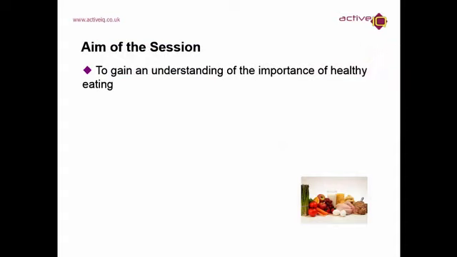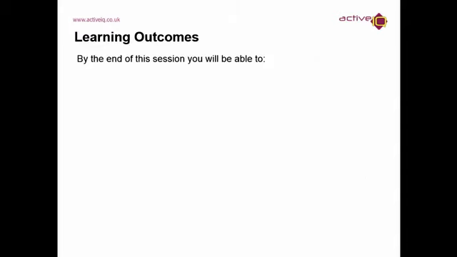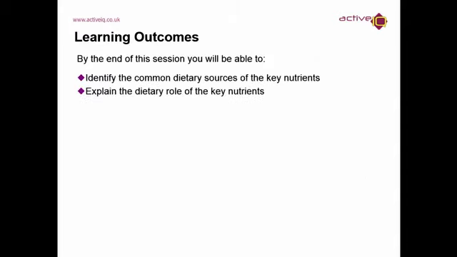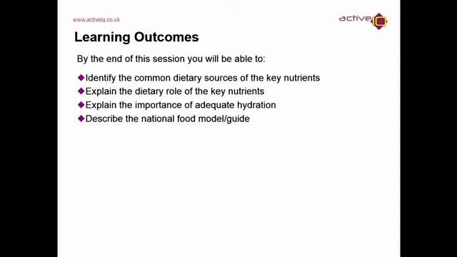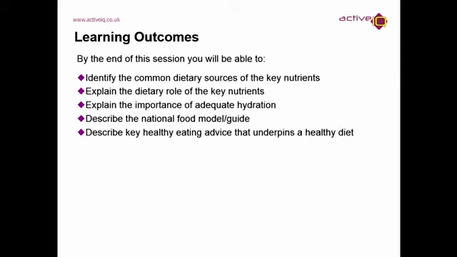Our aim today is to understand the importance of healthy eating, and in particular we'll be able to identify the common sources of key nutrients and explain what those key nutrients do in the body. We'll be able to explain the importance of adequate hydration. We'll look at the National Food Model and give you some tips and advice around that. And we'll be able to describe key healthy eating advice that underpins having a healthy diet.